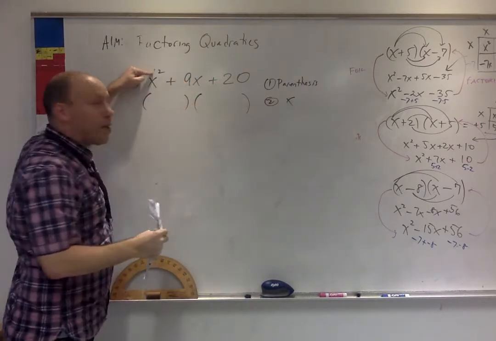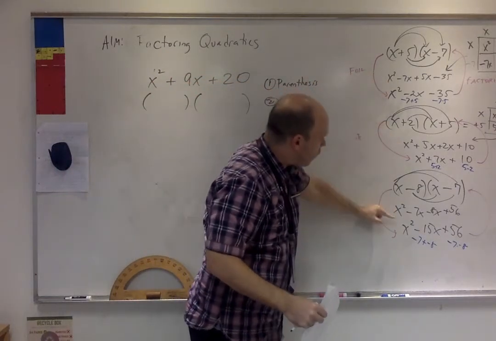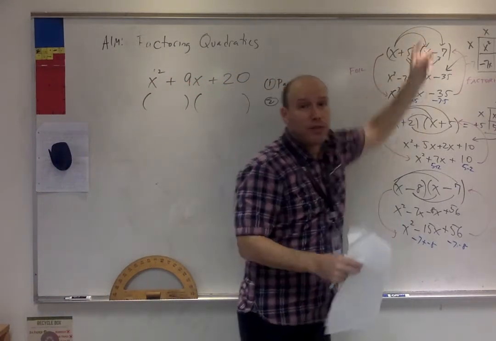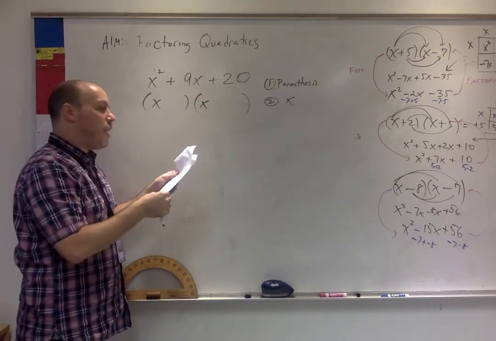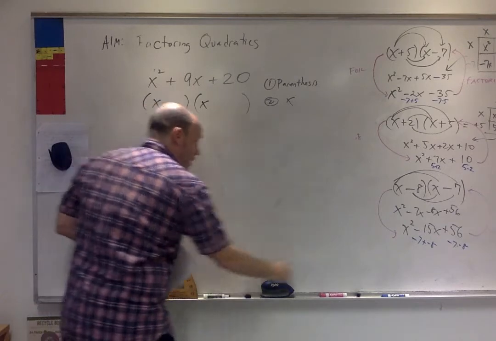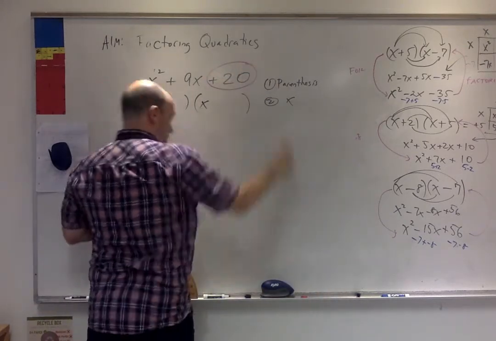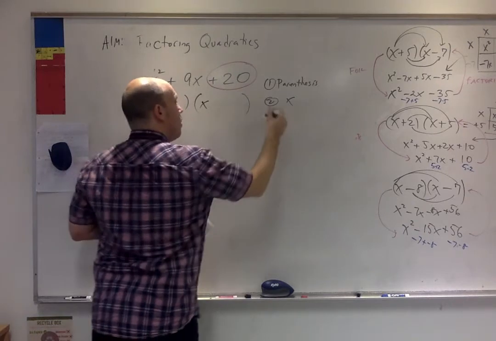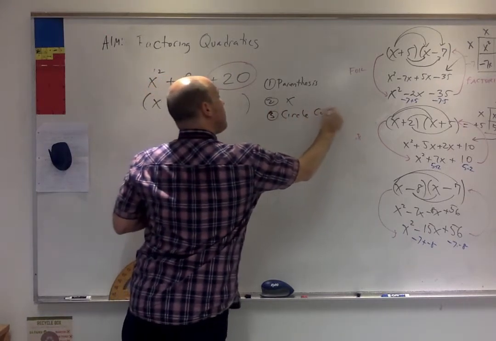Where did x squared come from in all of these examples? It came from the x and the x. So put your x's in. Step 3, circle the constant.